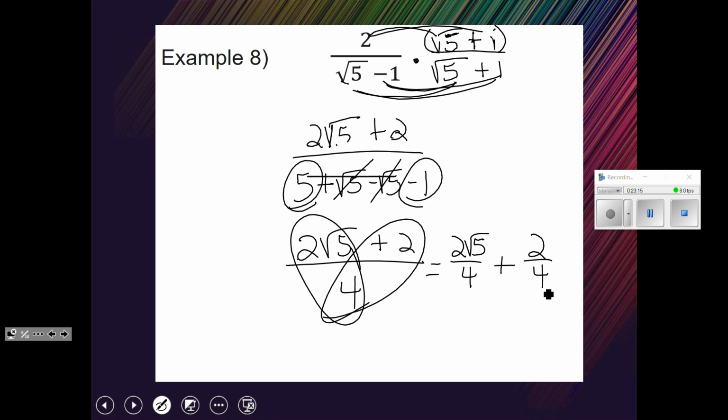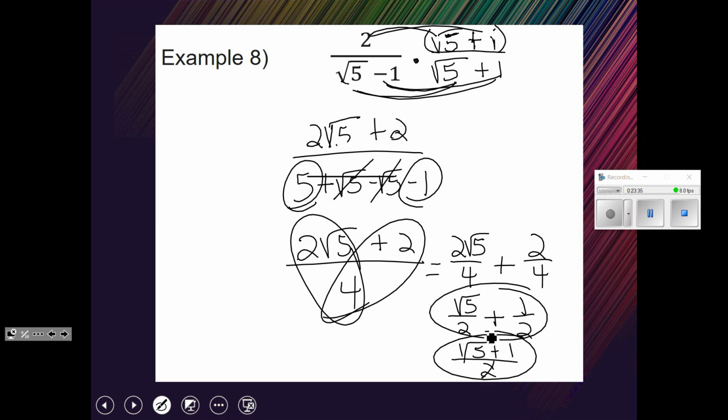This is on the outside, this is on the inside. So you can make this square root of 5 over 2 plus 1 over 2. And you can put it back together if you want to, join it all back together, square root of 5 plus 1 over 2. And that would be the final answer.